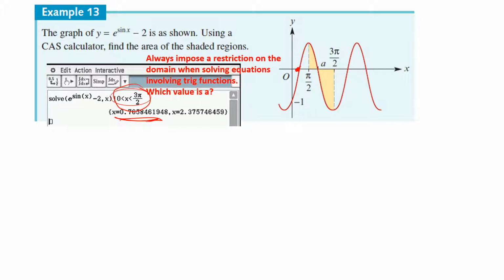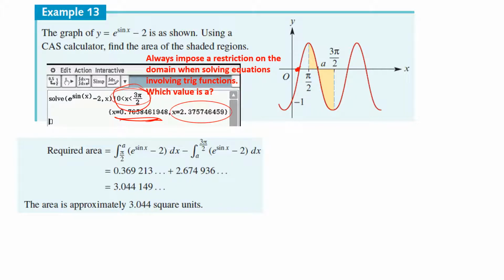And of course, anytime you're solving an expression or an equation set to 0 involving a trig function, you must always impose that restriction. Otherwise, you'll get a quirky answer. My imposed restriction wasn't strict enough. Nevertheless, I should be able to work out what is the value of a in this particular case. There's my value greater than pi on 2, greater than 1.5, less than 3 pi on 2. Okay, then I can set up my integrals.